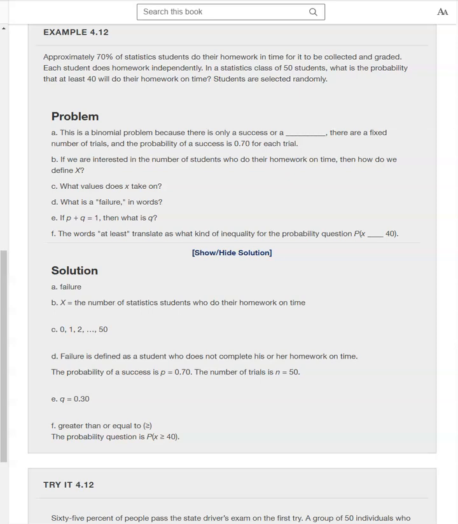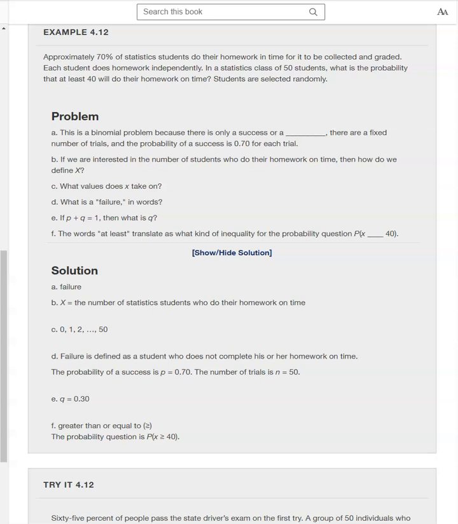Part D, what is a failure? What is it in words? Well, if a success means the student does the homework on time in order to be collected and graded, a failure would be defined as a student who does not complete his or her homework on time. And since the probability of success would be 70%, then the probability of failure would be 1 minus 0.7, right? Which would be 30%, and that answers part E. Remember, P plus Q must always total 1, which means the probability of success plus the probability of failure should always total 1 or 100%.